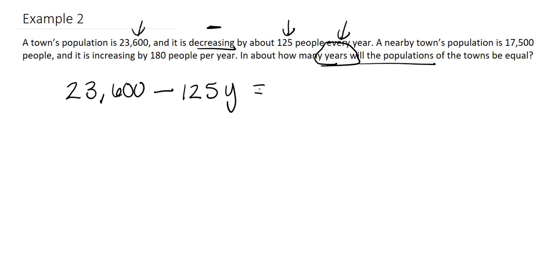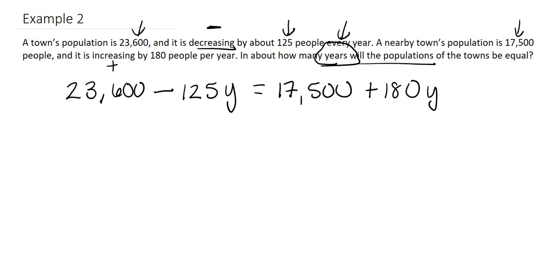Now we need to do the other side so we know what we're trying to find. So we have another population of 17,500 and it's increasing, so that means adding 180 people per year. So we're using the variable y. We're looking at what y has to be for these to be equal. So let's go ahead and set this up.